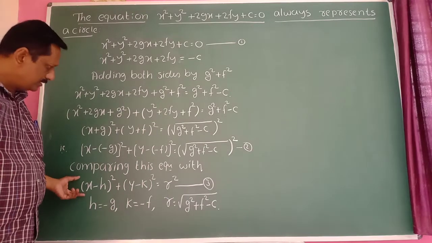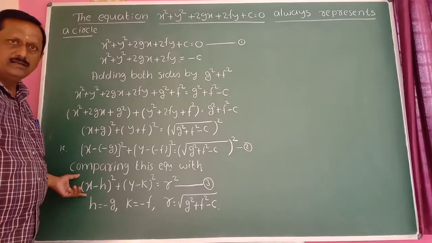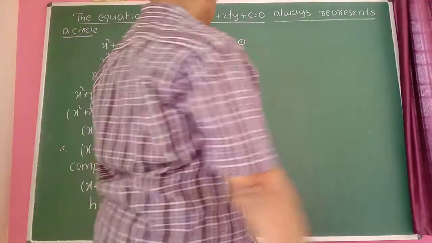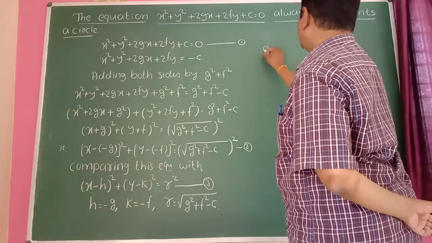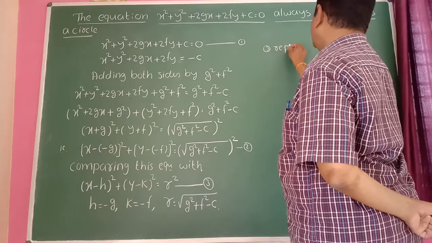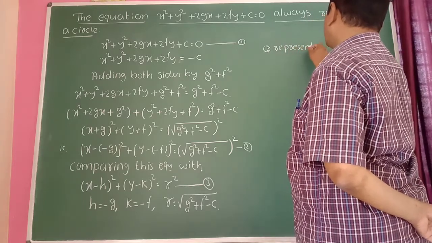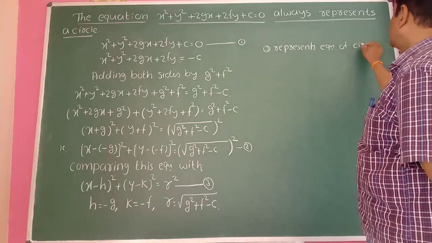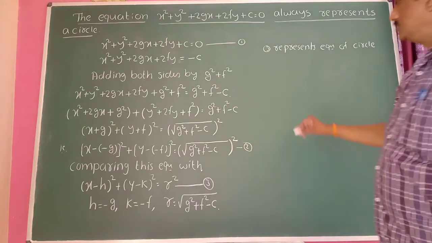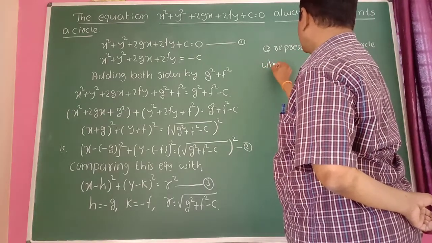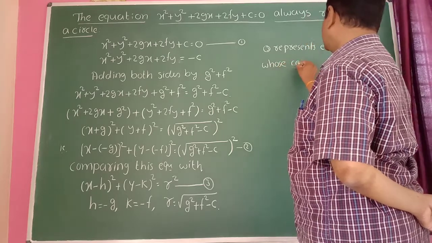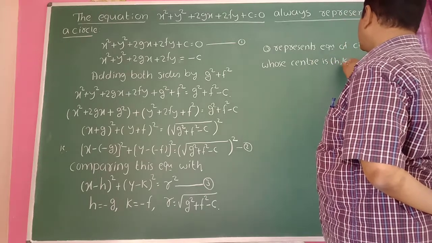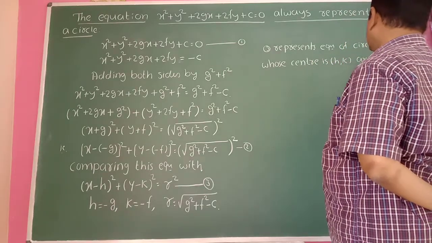You already proved equation 3 is a circle whose center is (h, k) and the radius is r. So therefore, equation 3 represents the equation of a circle whose center is (h, k) and radius r.